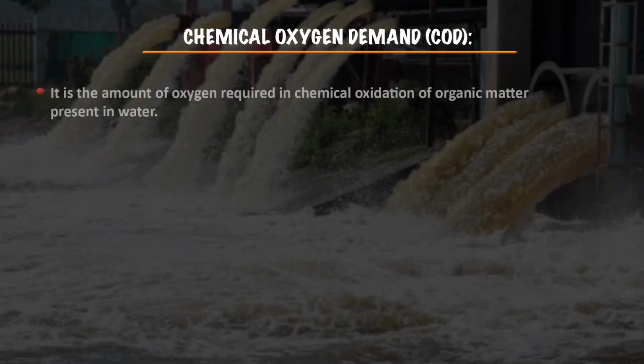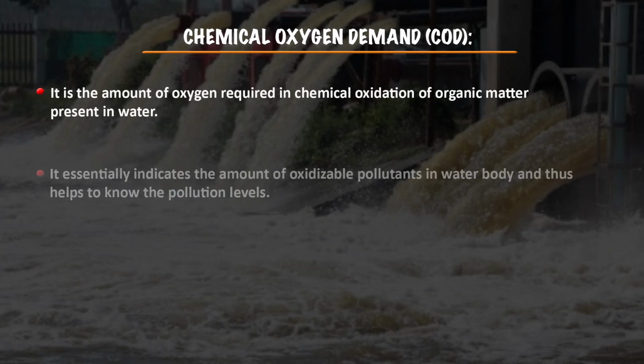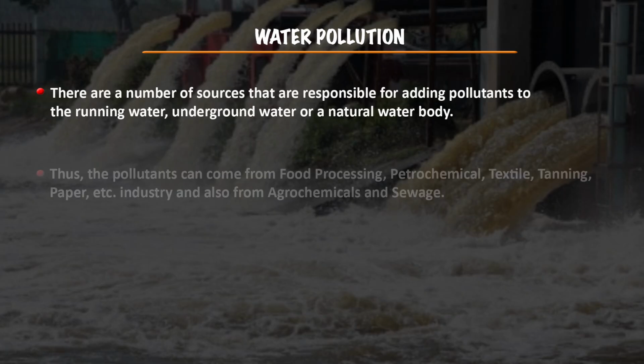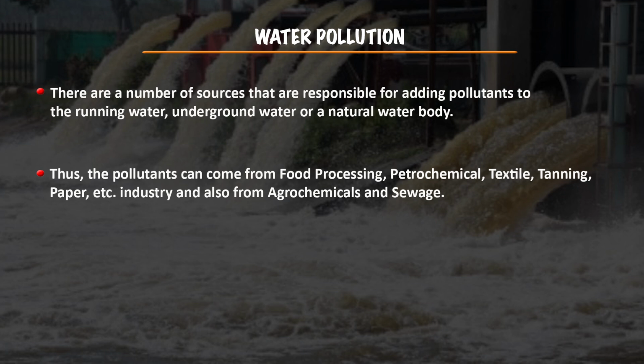Next, we will move on to the chemical oxygen demand, that is COD. It is the amount of oxygen required in chemical oxidation of organic matter that is present in water. It essentially indicates the amount of oxidizable pollutants which are present in the water body to help to know the pollution levels. So now we have to mainly concentrate on water pollution. There are a number of sources which are responsible for adding pollutants to the running water, underground water or natural water bodies. The pollutants can come from industry, whether it is food processing, petrochemical, textile, tanning, paper industry, and also from agrochemicals and sewage.